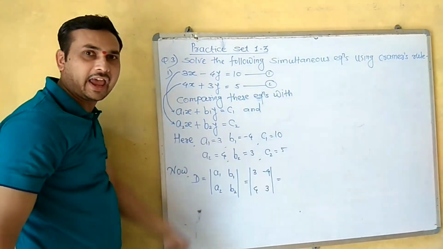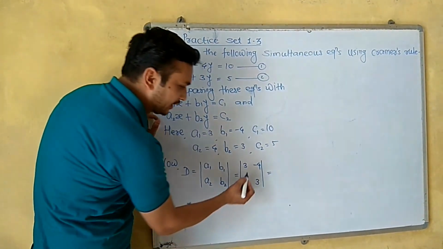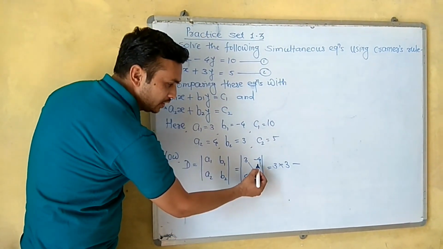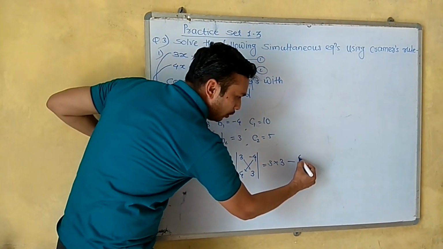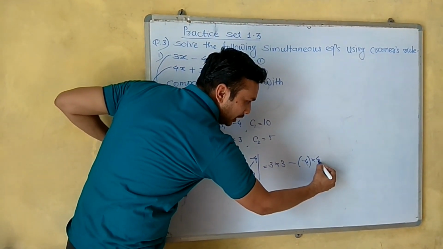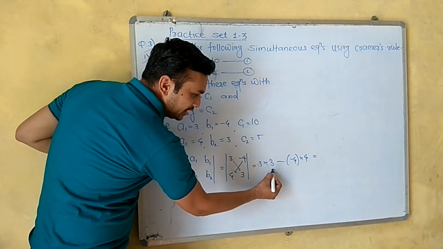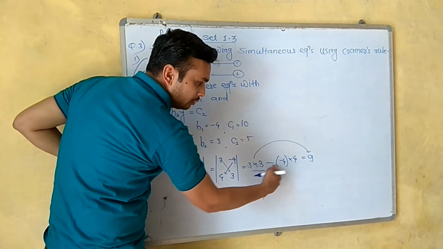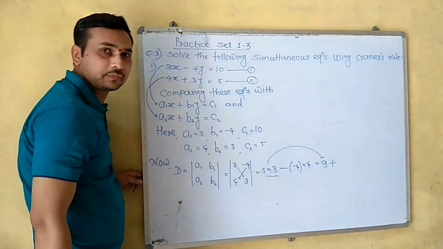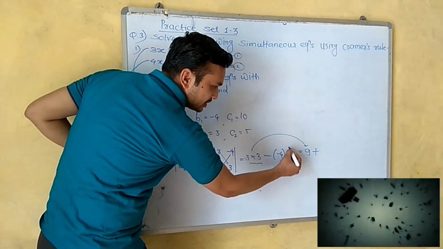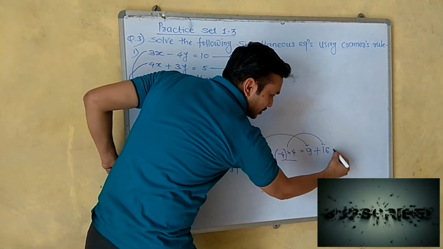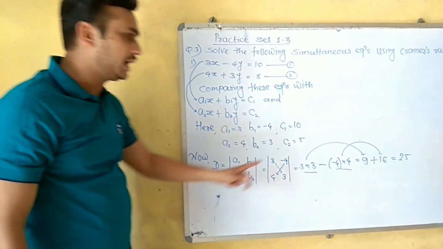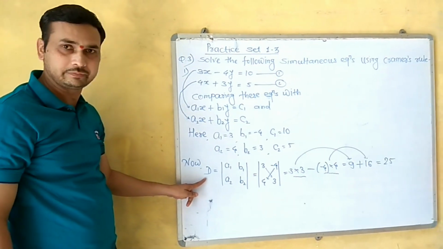So here, as usual, our method is cross multiplication. 3 into 3 minus minus 4 into 4. 3 3s are 9. So here is the 9. Minus into minus is equal to plus. And 4 4s are 16. So here is the 16. So 16 plus 9 is equal to 25. So 25 is the value of D.